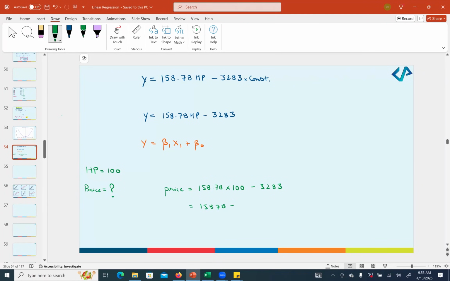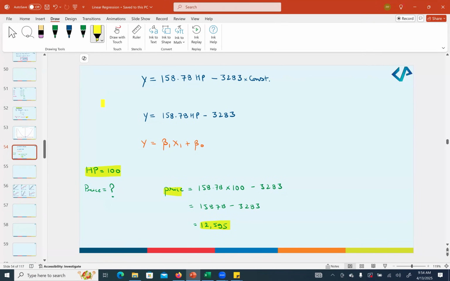Then how do we develop these coefficients? 158.78, yeah, sure. Just 1 minute. 15878 minus 3283, right? It is 12595, right? So this is going to be my prediction.